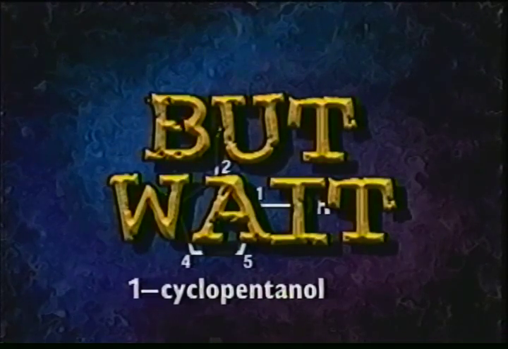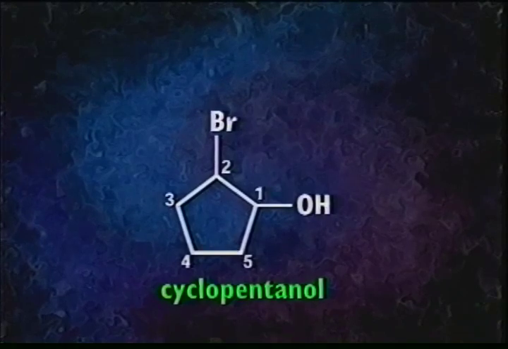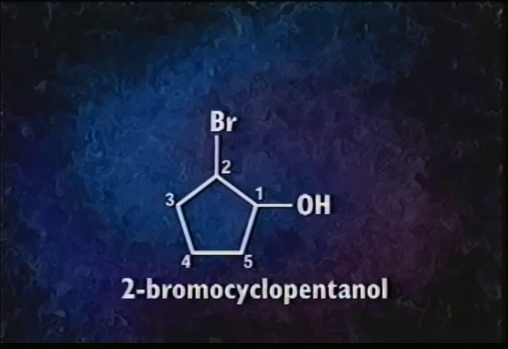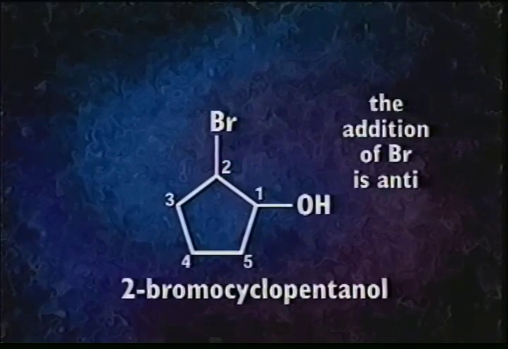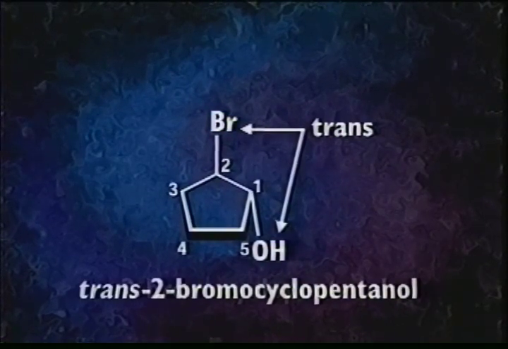But wait! Because the alcohol is a functional group, it will always be at carbon 1, so we can drop the 1 and call the main chain cyclopentanol. There's a bromine at carbon 2, and the overall name of the halohydrin is 2-bromocyclopentanol. Of course, the addition of bromine is anti, and the bromine and the alcohol are trans to each other, so the real name of our product is trans-2-bromocyclopentanol.